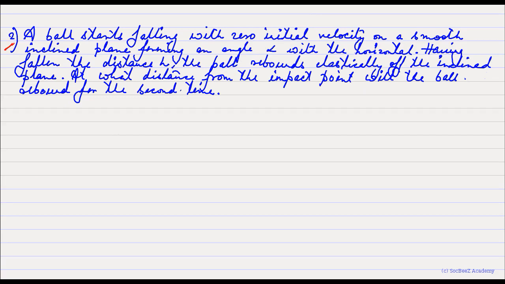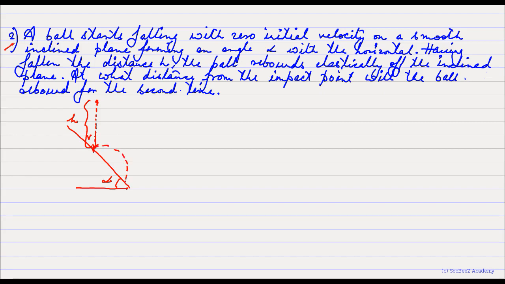So in this problem, I have an inclined plane which is something like this. It makes an angle of alpha with the horizontal. So this is the angle alpha, and I have a ball which was initially at rest and was at a height of h from the inclined plane. Now this ball starts falling downwards, it strikes the inclined plane with some velocity, let's say v, and then it rebounds elastically off the inclined plane and follows, let's say, a path something like this.